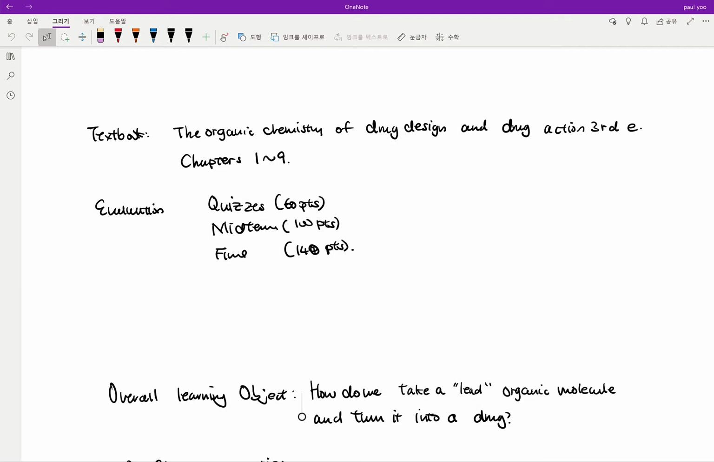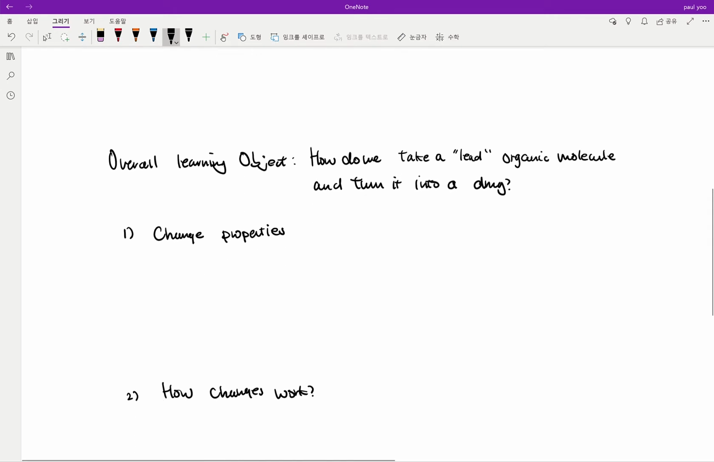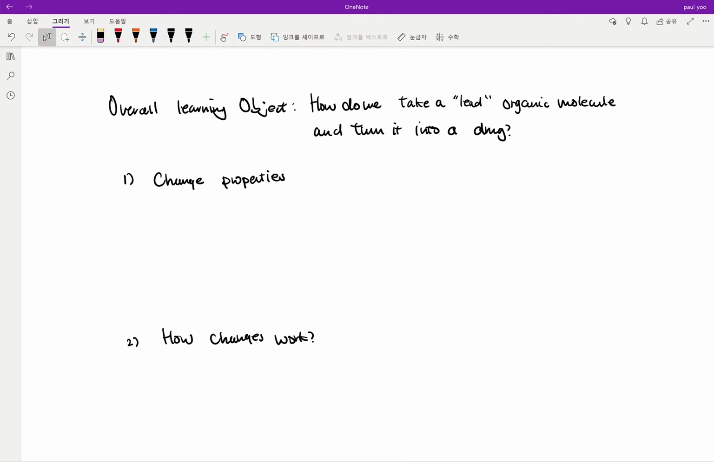1 through 9, and the course is evaluated with 3 quizzes, 20 points each, and a midterm and a final. An overall learning objective: how do we take a lead organic molecule and turn it into a drug? And here the very first thing is changing the properties. How do we change the properties of the organic molecule?